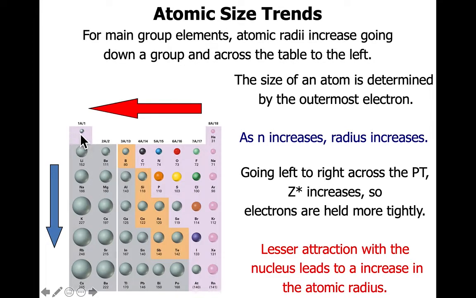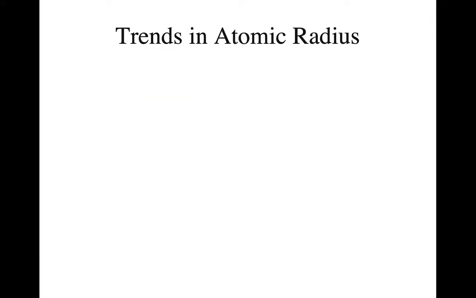So this is n equals 1, this is a small orbital, n equals 2, n equals 3, n equals 4, n equals 5, n equals 6. So the principal quantum number increasing explains the up to down trend in size, and effective nuclear charge explains the left to right trend in size.